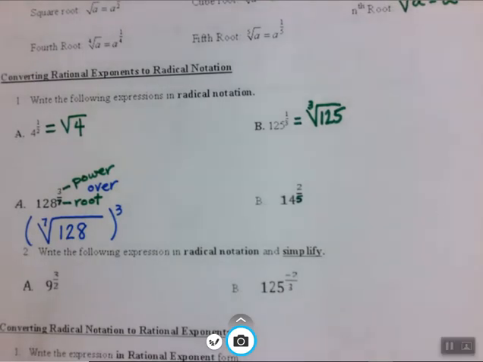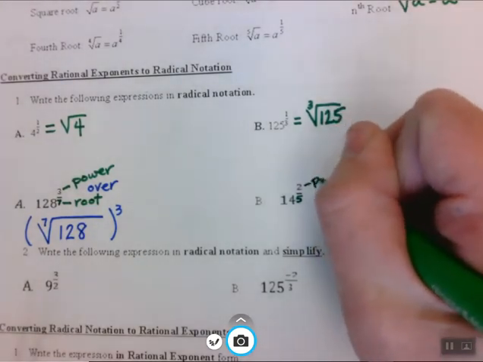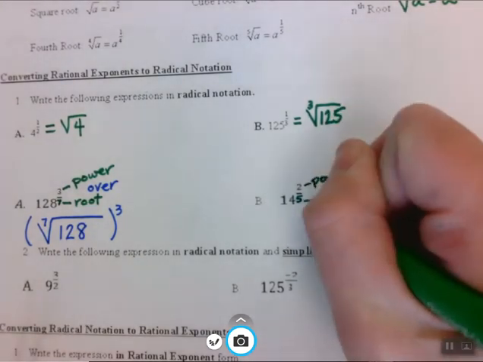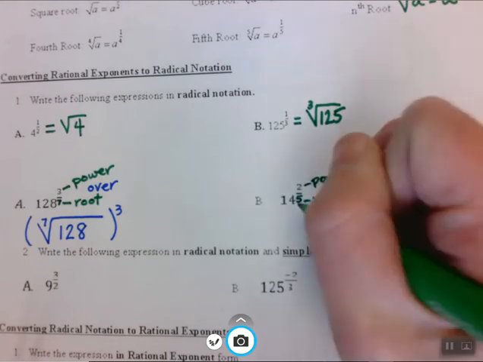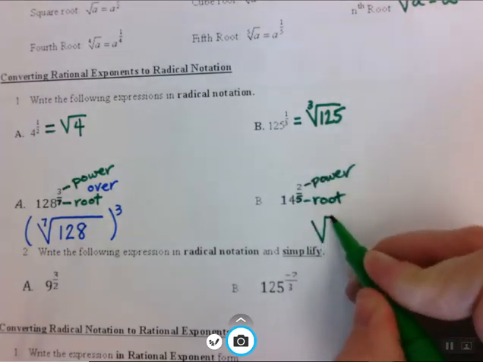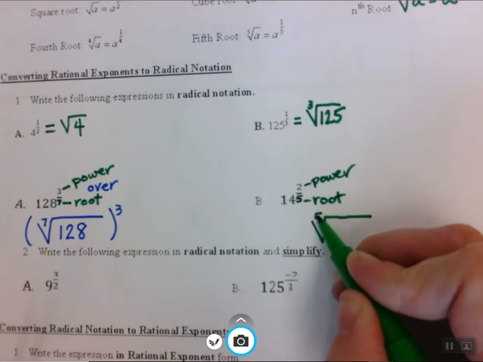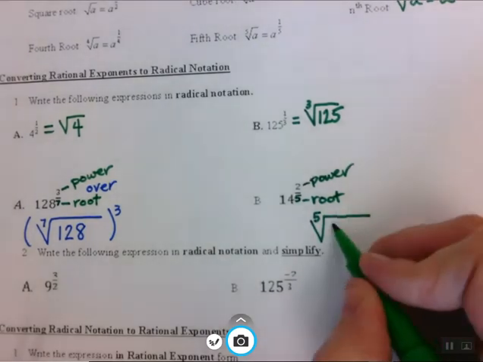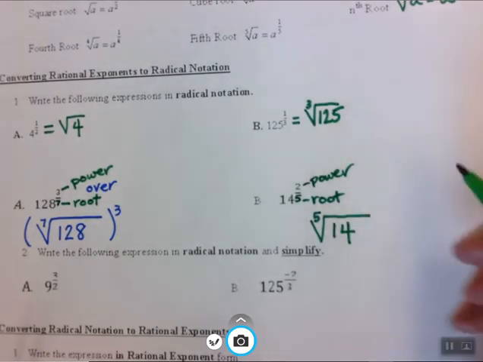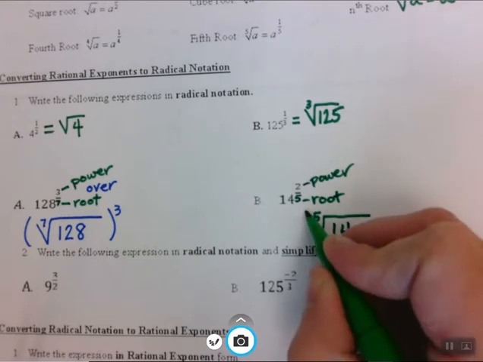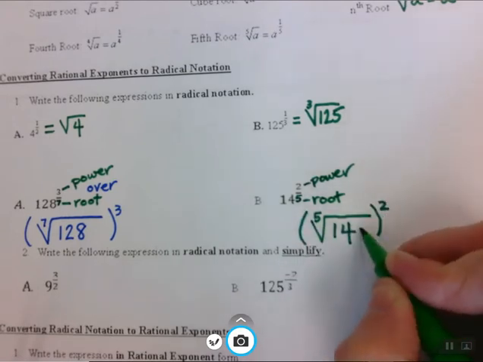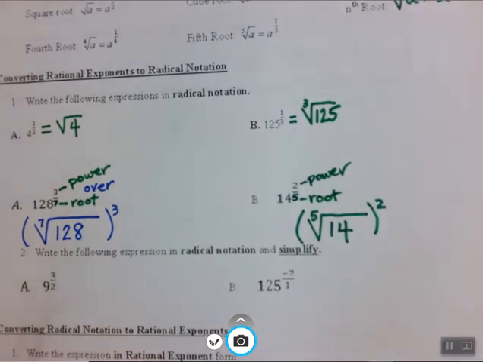All right, so let's see if we got that one right. So your power is 2. Your root is 5. So you put the 5 in here. 5 is called the index, and 14 is the base, and then 2 is the exponent, and you can put that on the outside or you can put it right there on the inside. That's your choice. What questions do you have so far?